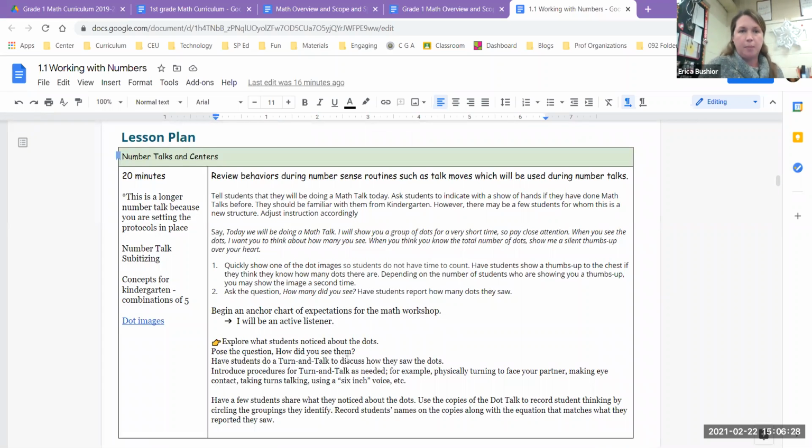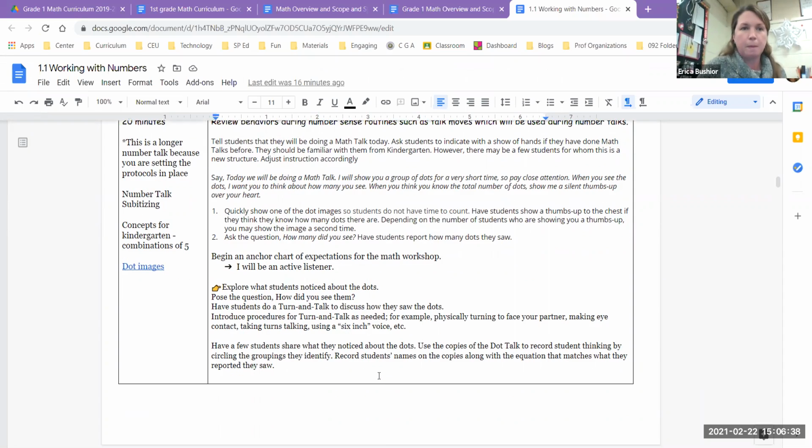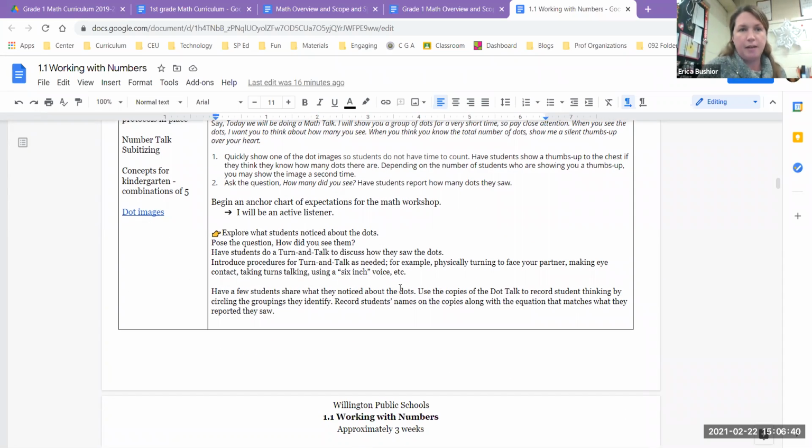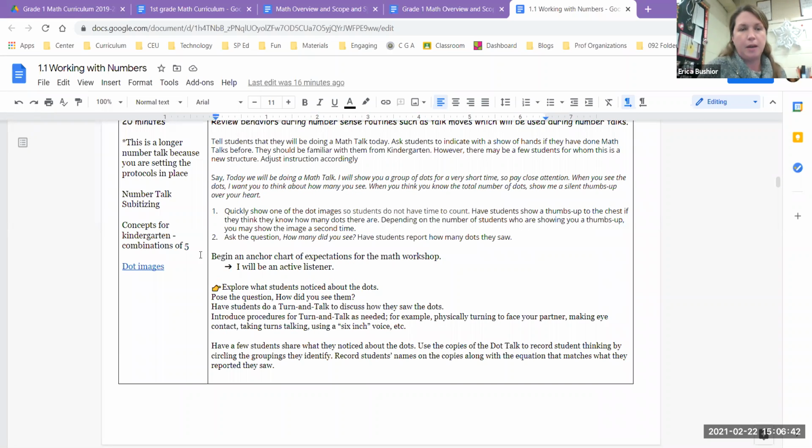So all lessons are built the same. This one's a little heavier on the number talk, more so for any new teacher coming onto the team, so they understand what's going on. Any links they might need are on the side. The overview, like the mini objective, is listed on the side. They're looking at number talks with subitizing. We're talking about combinations of 5, which was a kindergarten concept. So it's just letting them know what they're working on.